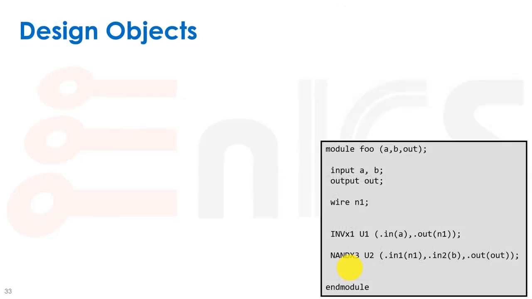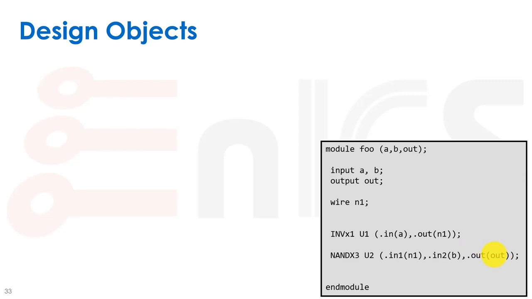Another point is what are known as design objects, and here there's a difference between how Synopsys and Cadence do it, so I will just go over it shortly. Here we have a Verilog module called foo with ports A, B, and out. A and B are inputs, out is an output. We also have an internal wire called N1. Inside this, we have instantiations of two standard cells, INV_X1 and NAND_X3. We called the inverter U1, we called the NAND U2, and we have our referencing by name. So the input of the inverter gets A, the output of the inverter gets this wire N1, the input of the NAND gets N1, the other input gets B, and the output gets out.